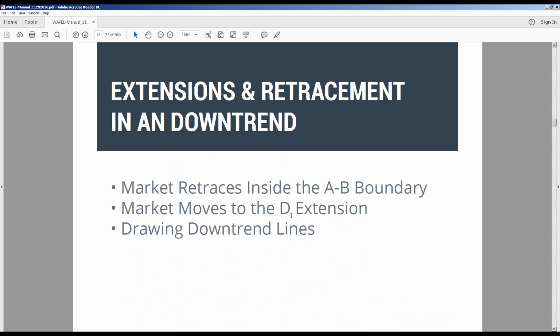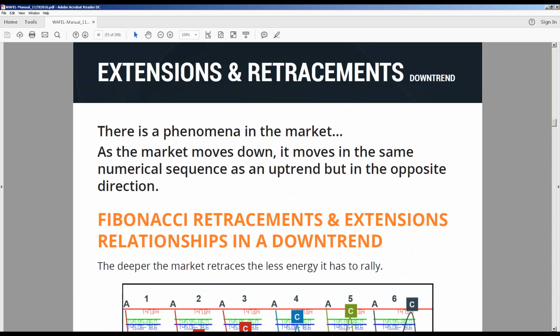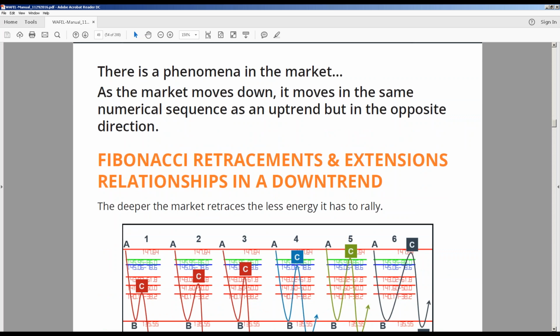Okay, now we get to extensions and retracements in a downtrend. The market retraces inside the AB boundary. I'll also discuss the market moves to the D extension and then drawing down trend lines. Now there's a phenomenon in the market. As the market moves down, it moves in the same numerical sequence as an uptrend but in the opposite direction. Fibonacci retracements and extensions, relationships in a downtrend.